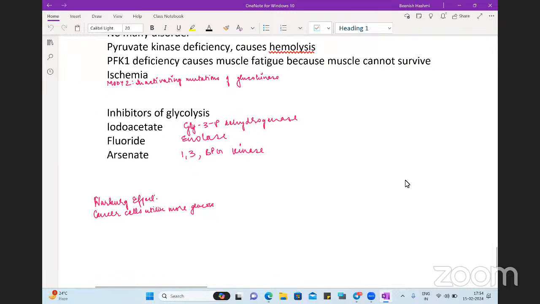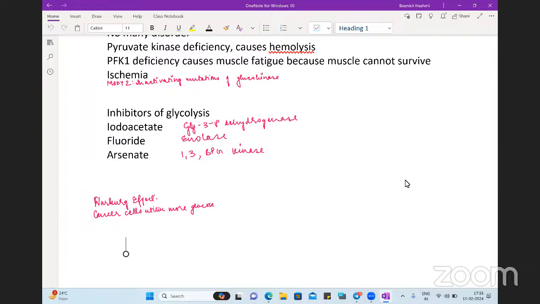Now you have one thing called the Warburg effect. You might sometimes be asked about it, so I'll tell you briefly. In the Warburg effect, cancer cells utilize more glucose. There is oxygen present in the body, but still the cells go for anaerobic glycolysis, forming lactate, although oxygen is present. This leads to more utilization of glucose since the ATP generated by anaerobic glycolysis is less. So to compensate for that, it uses more glucose. That is why it is said that cancer cells utilize more glucose. This is the Warburg effect.